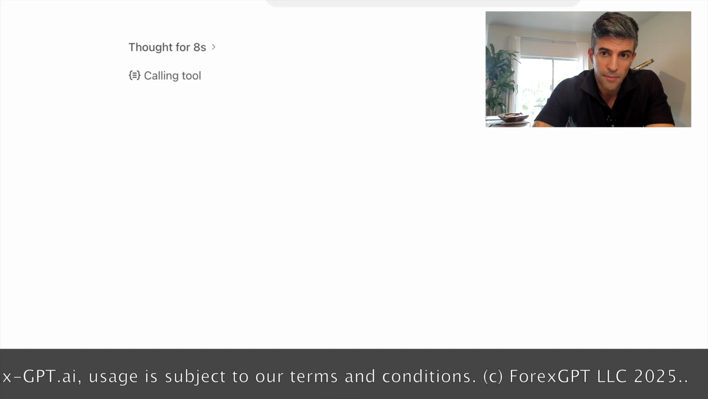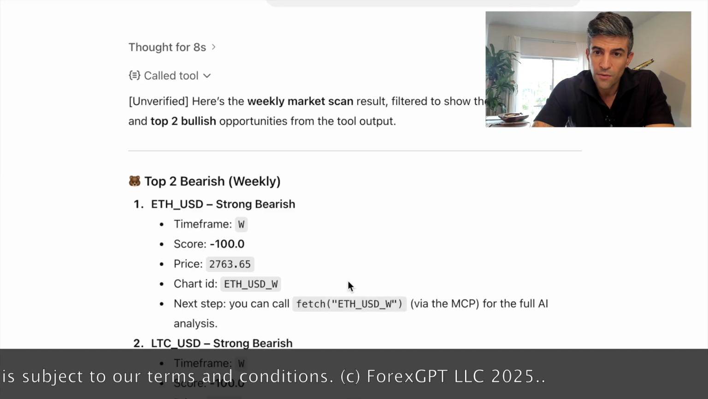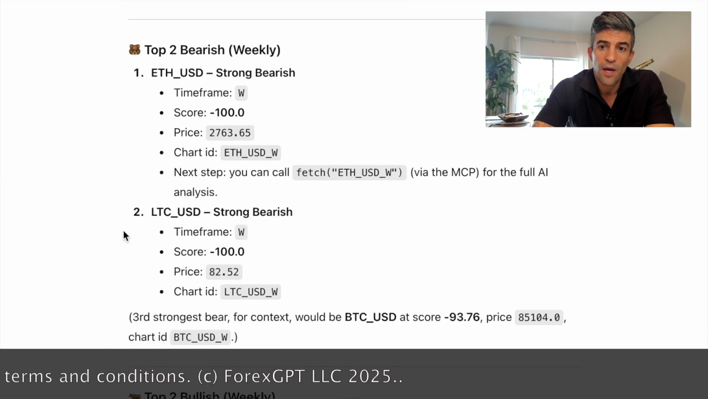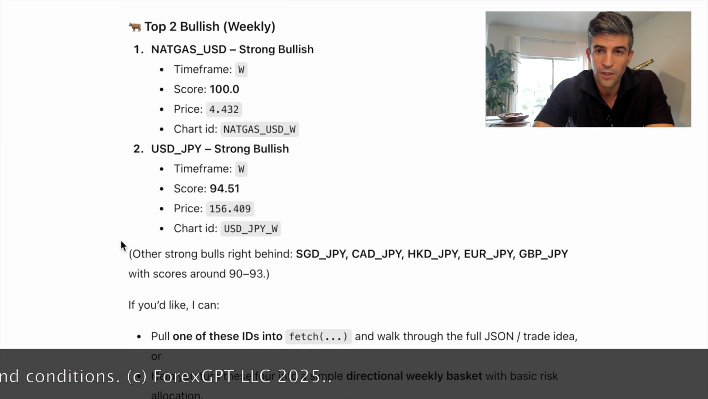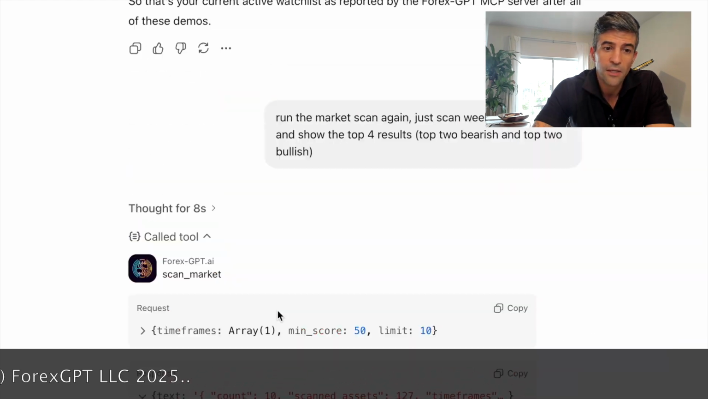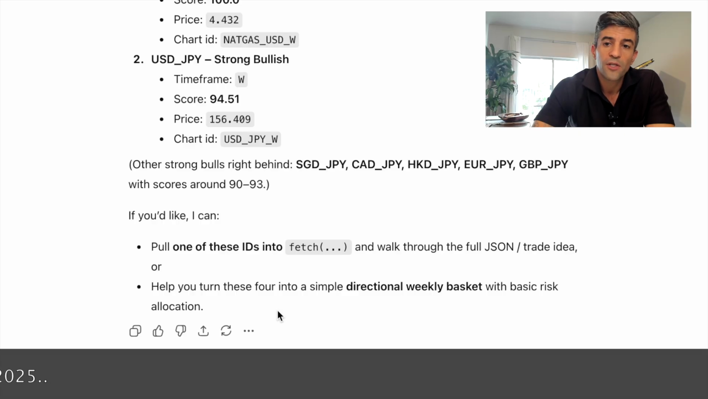And I believe this time it succeeded. So we can see we called the tool, and there are the results. We could scan through the results. So we have Ethereum and Litecoin strong bearish with the recent crypto pullback, and natural gas and dollar yen on the bullish side. So there you have it, folks. We pretty much went through all of these tools.